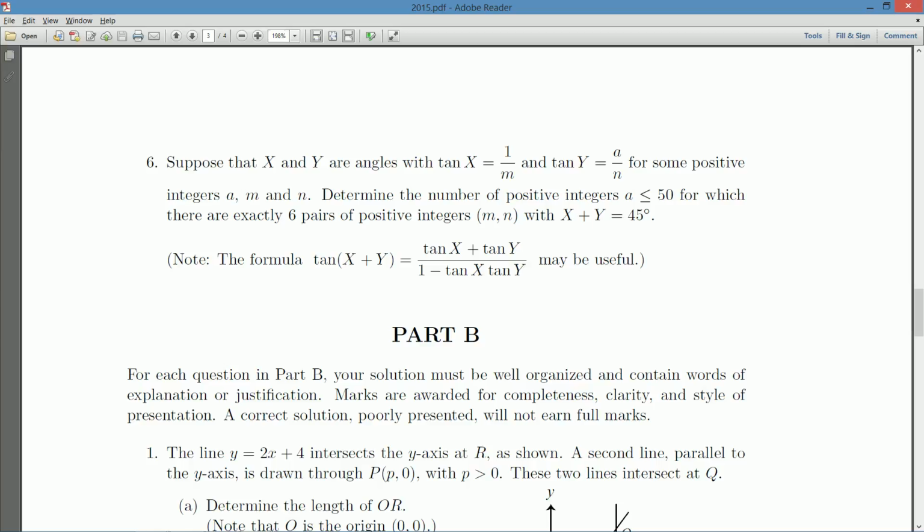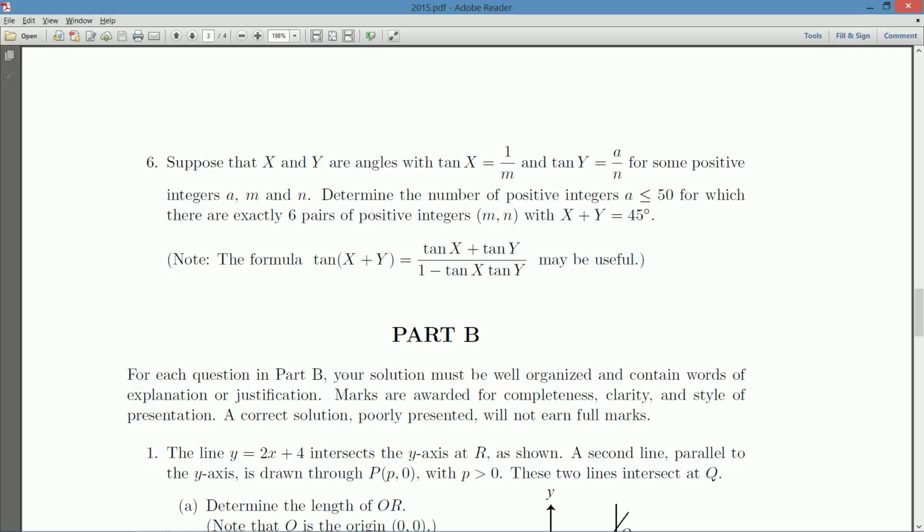Suppose that x and y are angles, with tan x equal to 1 over m, and tan y equal to a over n, for some positive integers a, m, and n. Determine the number of positive integers a less than 50 for which there are exactly 6 pairs of positive integers m, n, with x plus y equal to 45 degrees. And then they tell us the formula tan(x plus y) equals tan x plus tan y, all over 1 minus tan x times tan y. That might be useful. Okay.